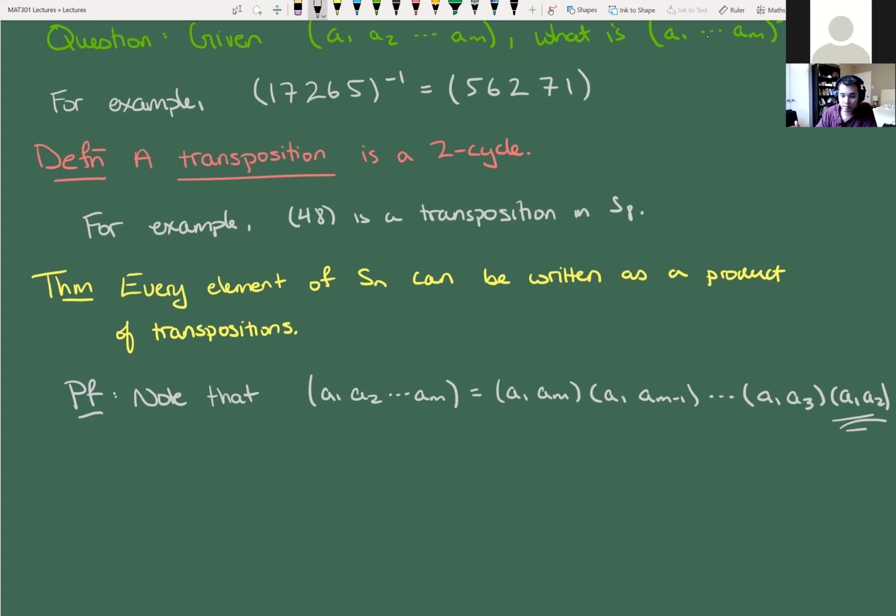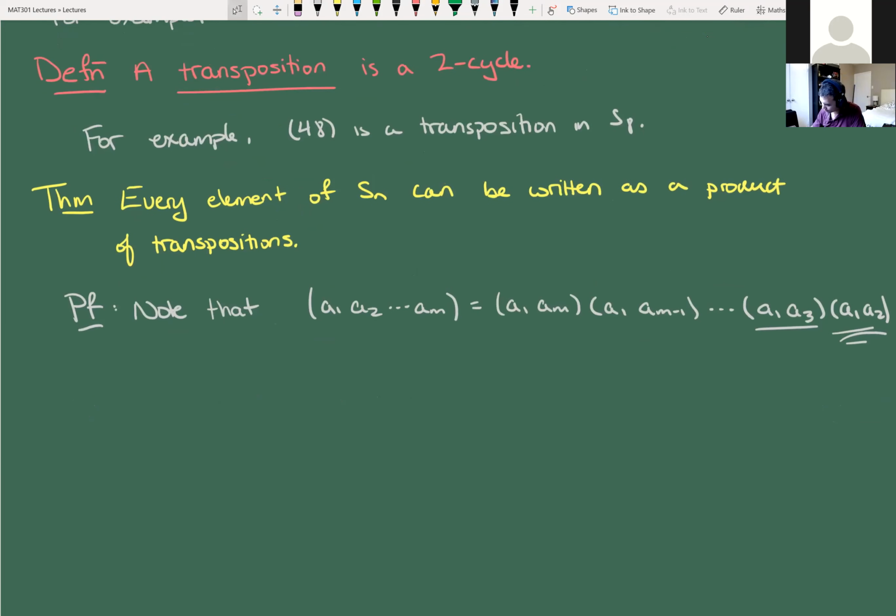Where does A3 map to? Well, the first place that A3 is mentioned is in the second transposition from the right. It's going to map, so A3 maps to A1. The transposition right beside it sends A1 to A4, and then A4 isn't mentioned again. So A3 is going to map to A4, right? Generally, you keep getting things of this form.